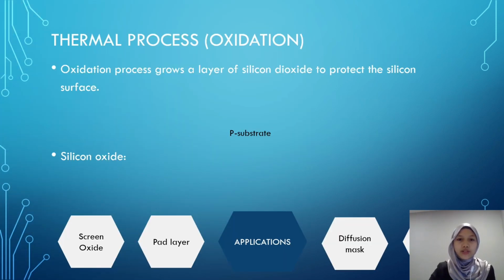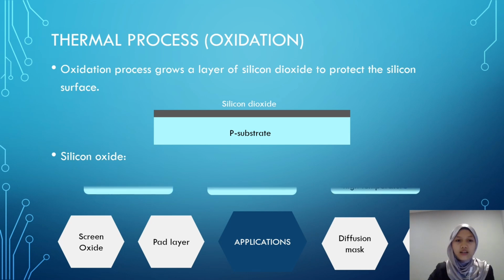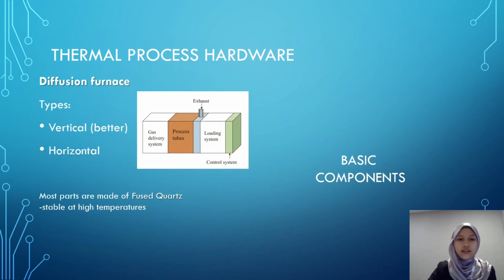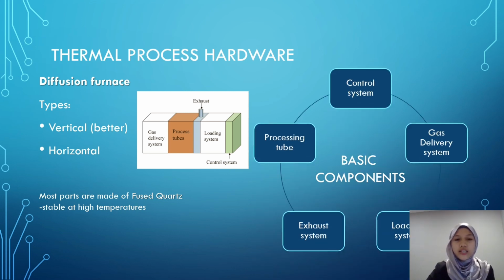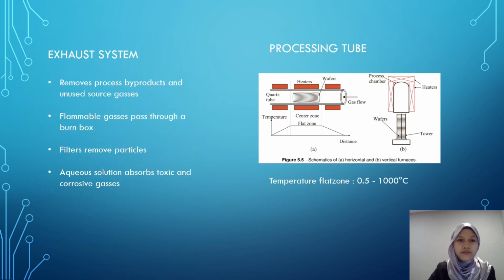The first part of thermal process is oxidation. Oxidation is growing a layer of silicon dioxide to protect the silicon surface. Silicon dioxide is a stable and strong dielectric material. It is easily formed in high temperatures. Thermal processes are conducted in diffusion furnaces, which consist of two types, vertical and horizontal. The parts are made of fused quartz because they are stable at high temperatures. The basic components of a diffusion furnace include the control system, which is a computer connected to many microcontrollers, a gas delivery system, a loading system, an exhaust system, and a processing tube.